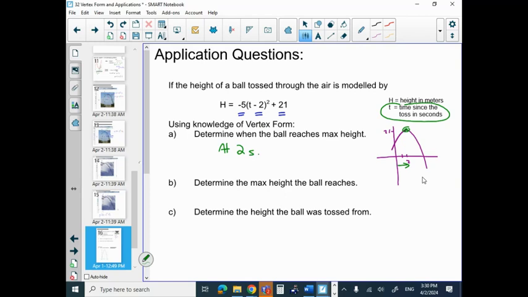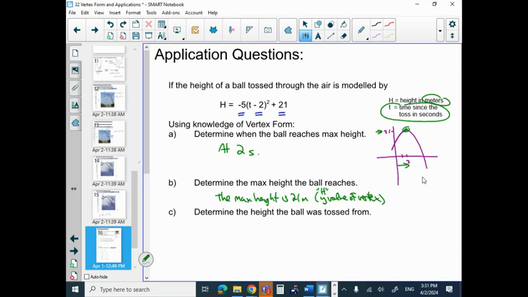Determine the maximum height it reaches. Well, the maximum height it reaches is this 21, of course, right? So the max height is 21, and it was in meters in the information. So I should model the kind of quality I want from your work here, where we'd say the maximum height is 21 meters, which really is the y value of the vertex. Or if you wanted to be more precise, it's the h or the y value of the vertex. That's a nice answer there.